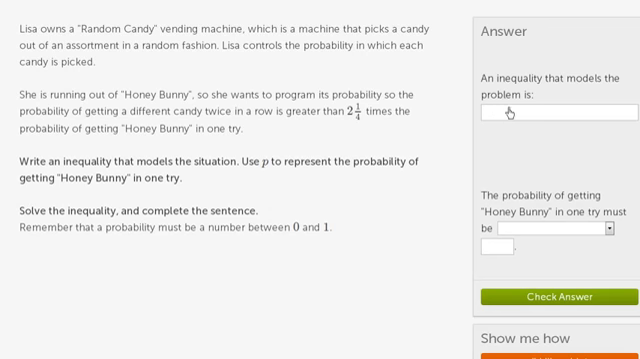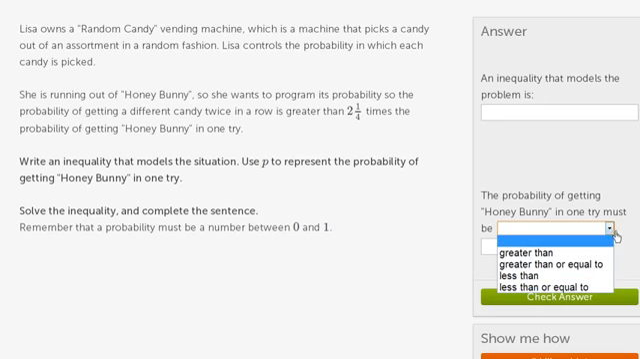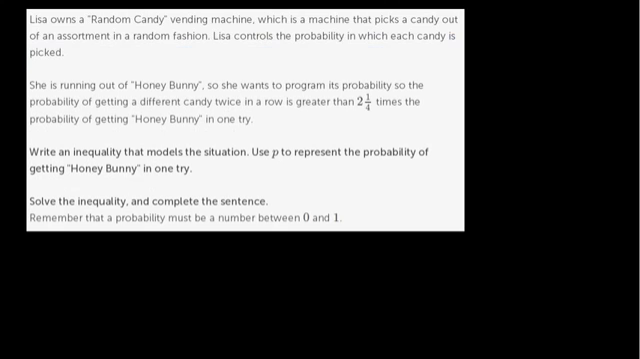So we want to write the inequality that models the problem here, and then we want to complete the sentence. The probability of getting Honey Bunny in one try must be, so they give us a bunch of options, greater than or equal to, less than or equal to, and then we have to put some number here. So to work through this, I've copy and pasted this problem onto my little scratch pad right over here. And so let's just think about it a little bit. So they tell us use P to represent the probability of getting Honey Bunny in one try.